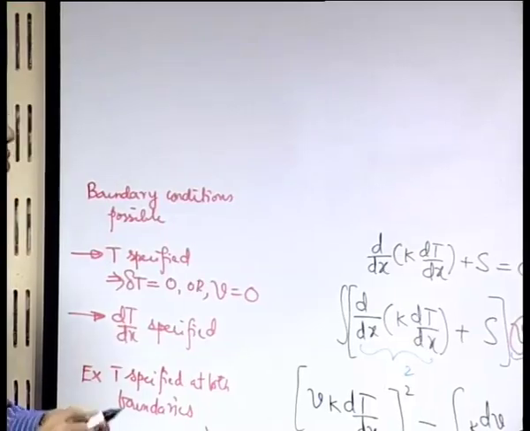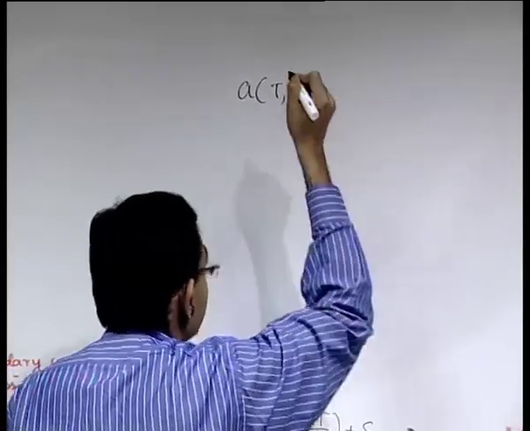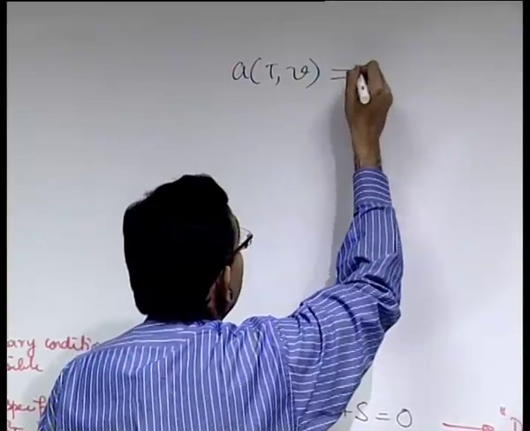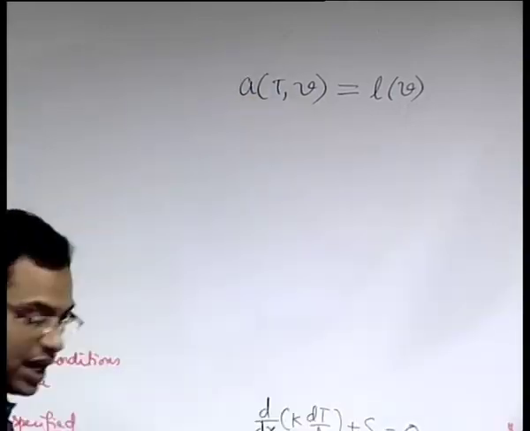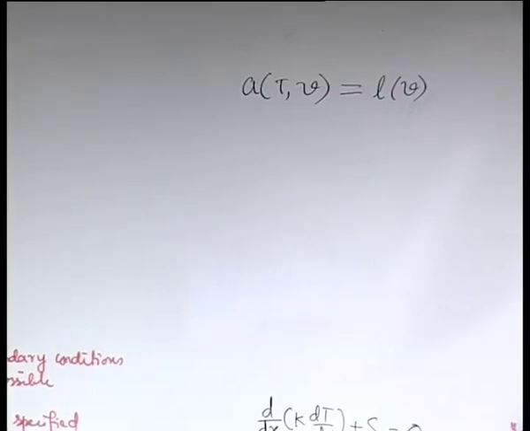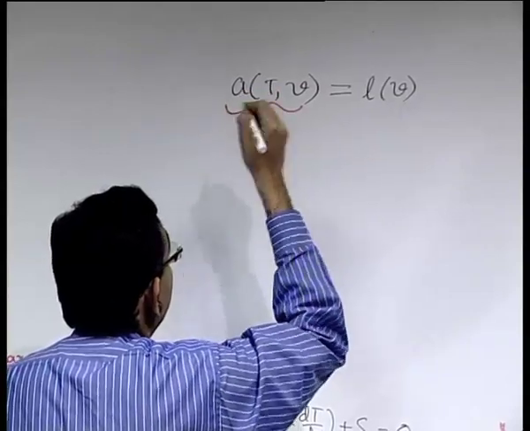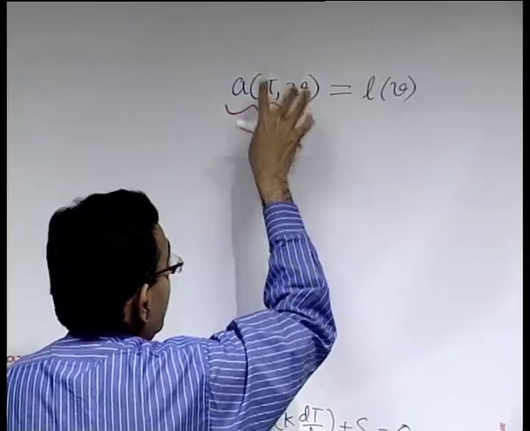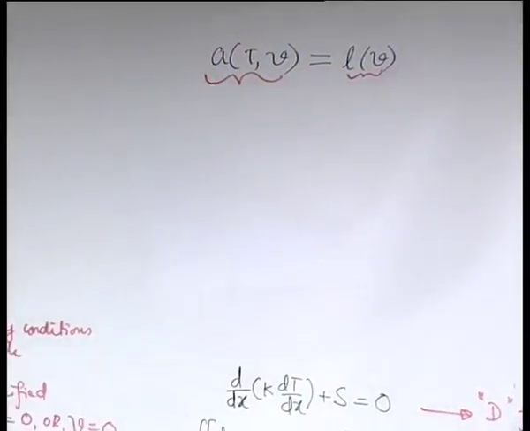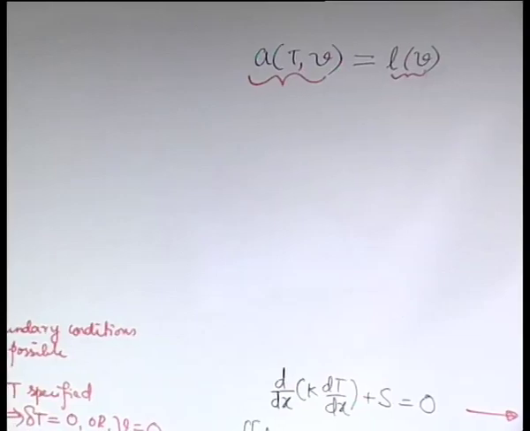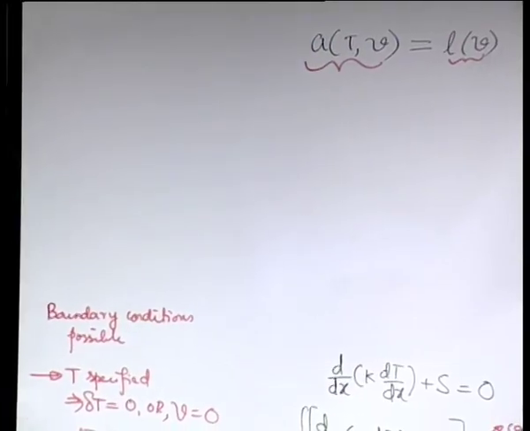The V form we generically write in this way, A(T,V) is equal to L(V), where A is a bilinear operator. We will see what a bilinear operator is in this case. It is an operator involving two functions, and L is a linear operator which involves only one function. Why linear, why bilinear, or what are the implications of this? Let us make certain observations.